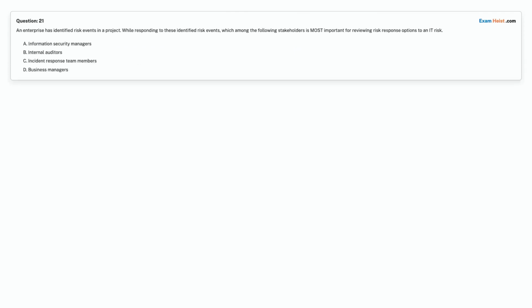Question 21. An enterprise has identified risk events in a project. While responding to these identified risk events, which among the following stakeholders is most important for reviewing risk response options to an IT risk? Option A. Information security managers. Option B. Internal auditors. Option C. Incident response team members. Option D. Business managers. Choose the correct answer.